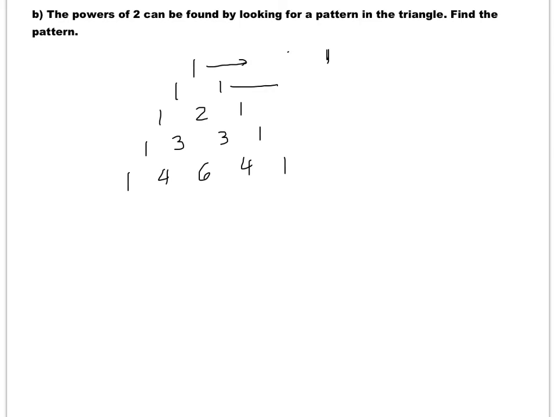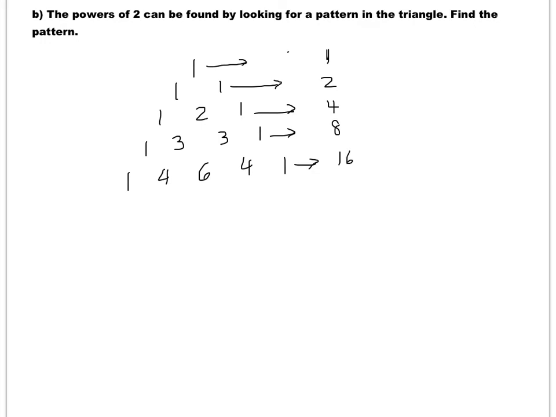In this row, the sum of the elements is 1 plus 1 is 2. This one is 1 plus 2 is 3 plus 1 is 4. Here we have 1 plus 3 is 4 plus 3 is 7 plus 1 is 8. Here we have 1 plus 4 is 5 plus 6 is 11 plus 4 is 15 plus 1 is 16.